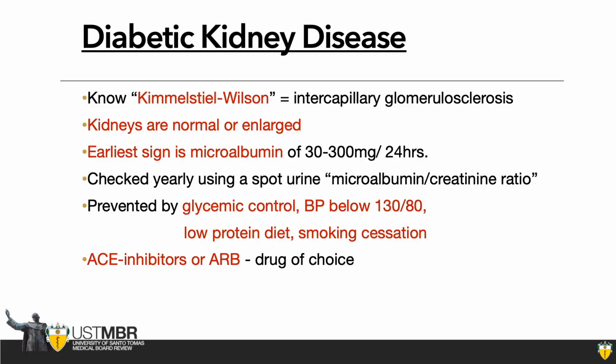Diabetic kidney disease, KW lesions, know this. Kidneys generally do not shrink even in CKD. Earliest sign is microalbuminuria. Better glycemic control, blood pressure, and also low protein diet improves this condition. Preferred antihypertensive, ACE inhibitors, and ARB.